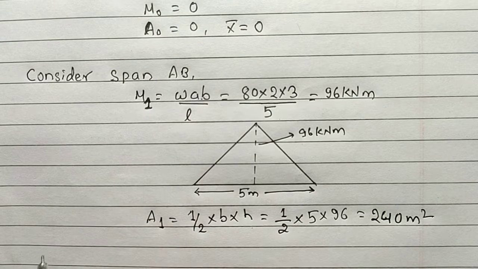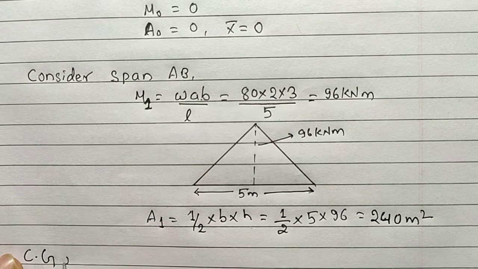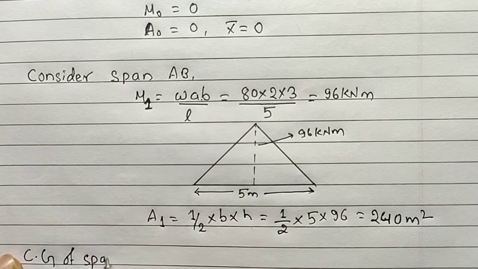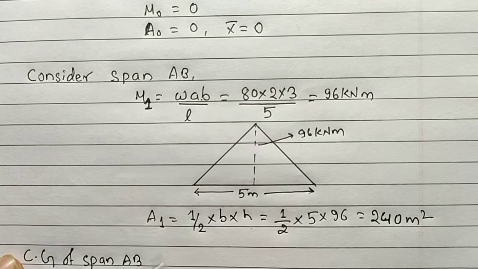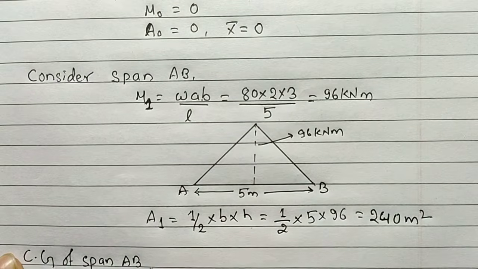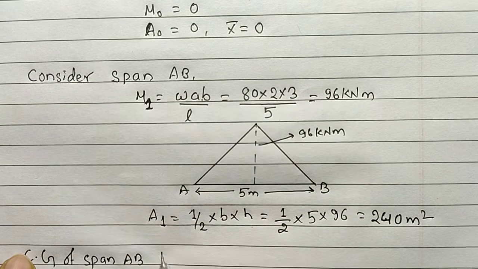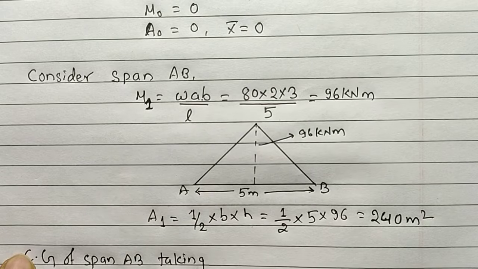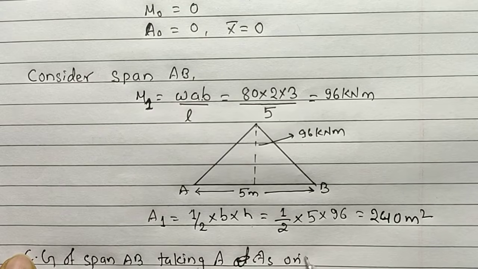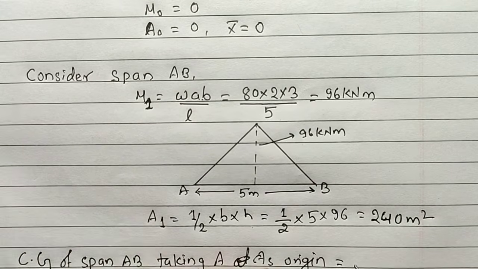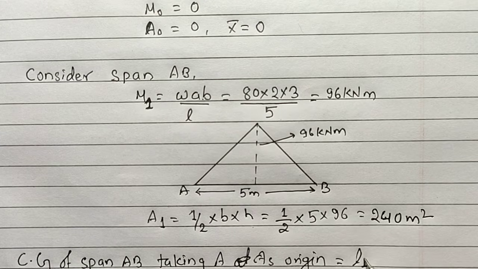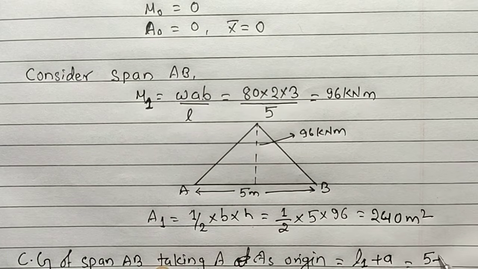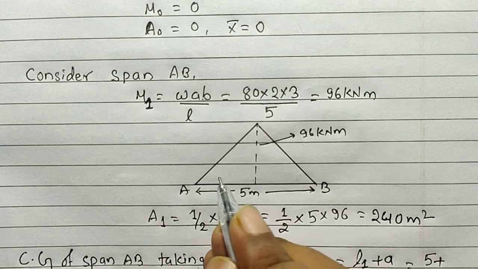Now let us find the CG of this span. CG of span AB, this is our end A and this is B. CG of span AB, taking A as origin, we will have here L1 plus a by 3, and the L1 is 5 meter, so 5 plus, and this span is 2 meter.